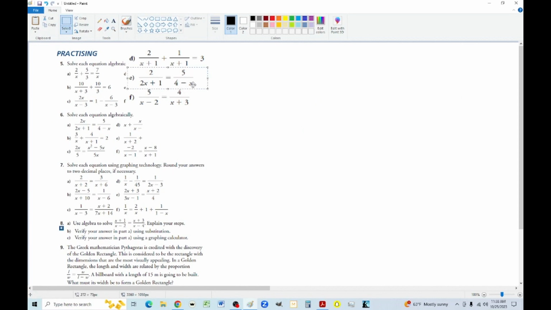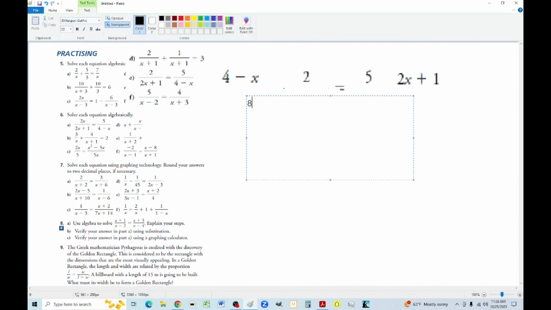This one, we have 2 different denominators on the fraction, which actually makes it easier, because all you have to do is cross multiply. So I get 8 minus 2x is equal to 10x plus 5. And then when I put the 2x on the right side, I get 8 is equal to 12x plus 5. And I subtract 3 from both sides.